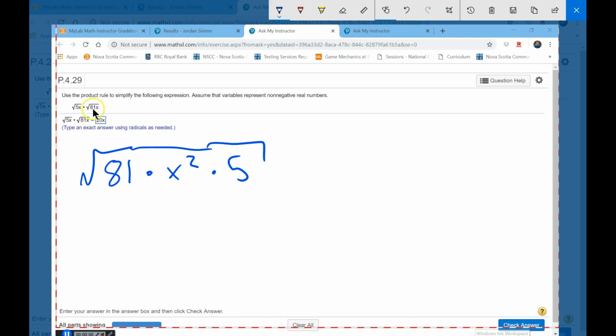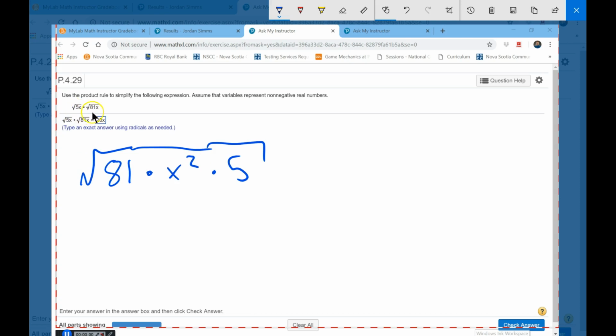Okay, now see what I did? This is the product rule. I can multiply things that are under square root symbols and still keep it under there. And I'm going to put my perfect squares first. So 81 is a perfect square, and x squared, or any variable squared, is also a perfect square.